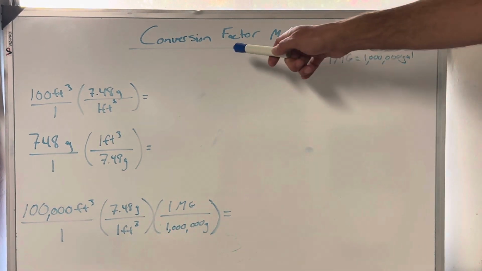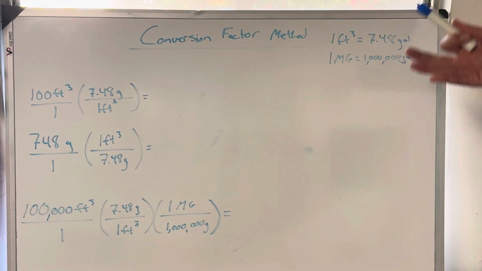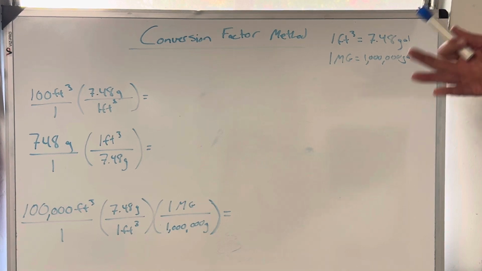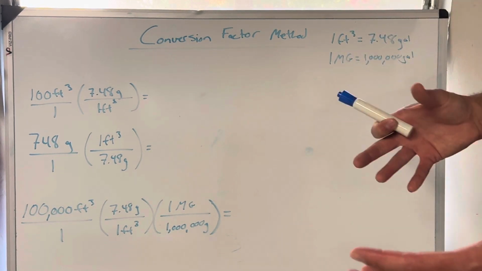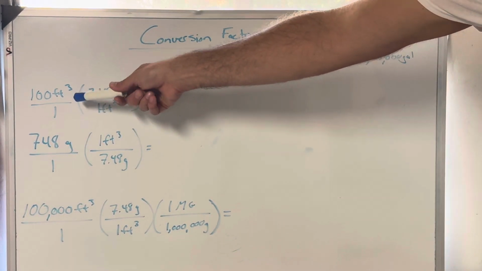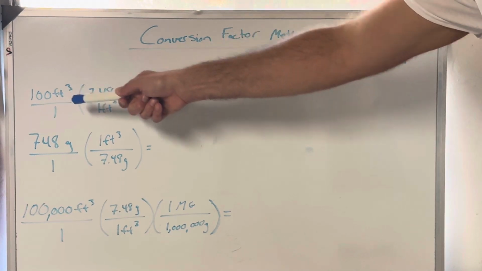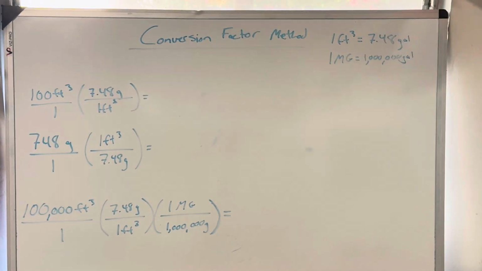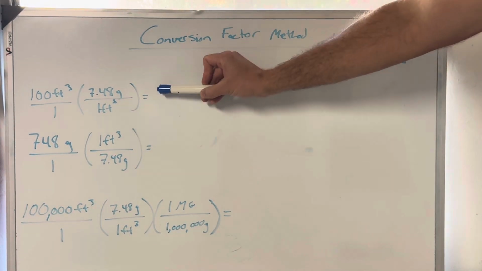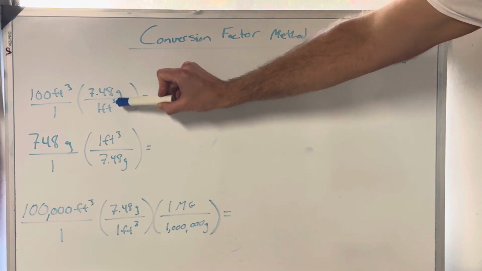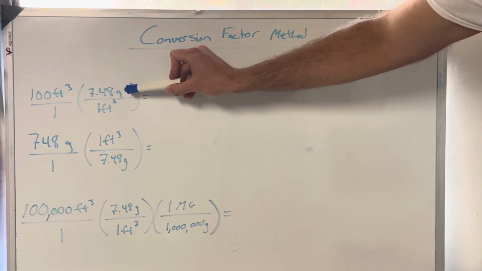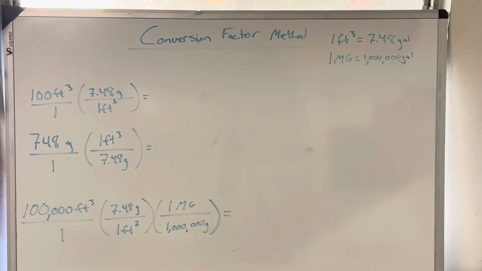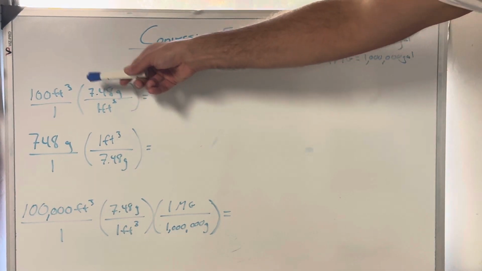So the conversion factor method consists of taking the number you're trying to convert to another unit. In this case, the very first problem we're going to be converting cubic feet to gallons. The conversion factor, for those who are unaware, is 1 cubic foot equals 7.48 gallons. We're going to convert this 100 cubic feet to gallons by writing them as fractions and then canceling the units out relative to where the unit lands on the fraction.